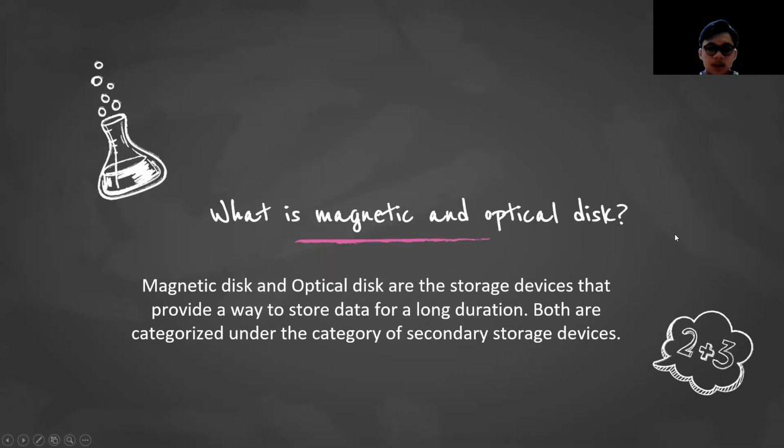So, what are magnetic and optical discs? Magnetic disc and optical disc are storage devices that provide a way to store data for a long duration. Both are categorized under the category of secondary storage devices.